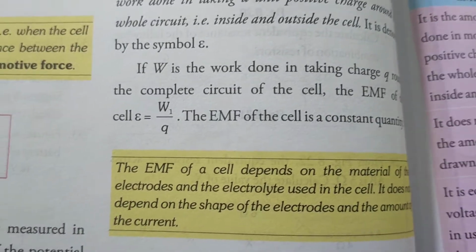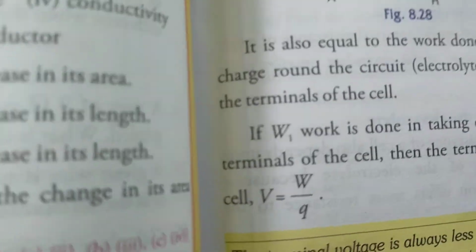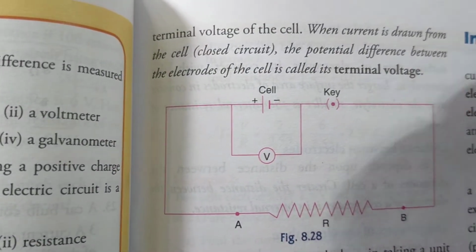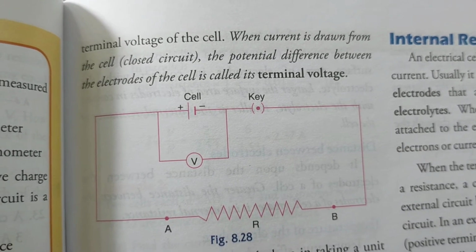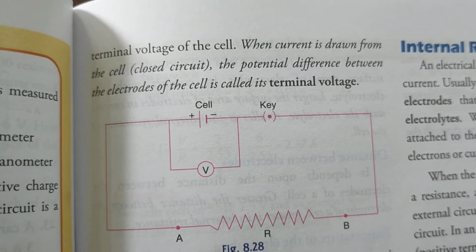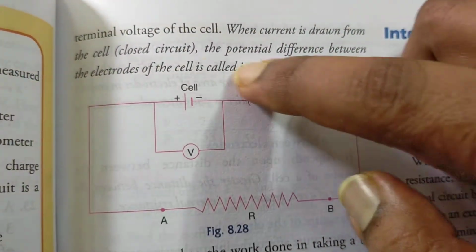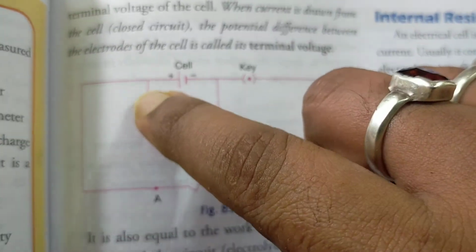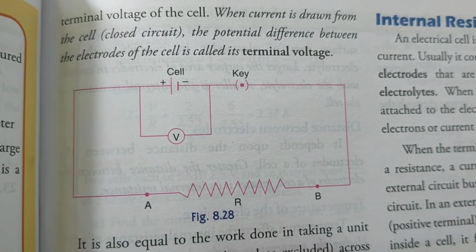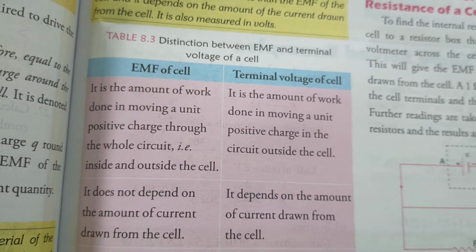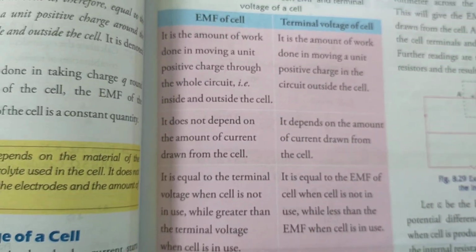Also we have the term called the terminal voltage of a cell. So you see the definition written here. When current is drawn from the cell, that means when the cell is connected in the circuit, the potential difference across the electrodes of the cell is the terminal voltage. We prepare the difference between EMF of cell and terminal voltage also. This question comes several times.